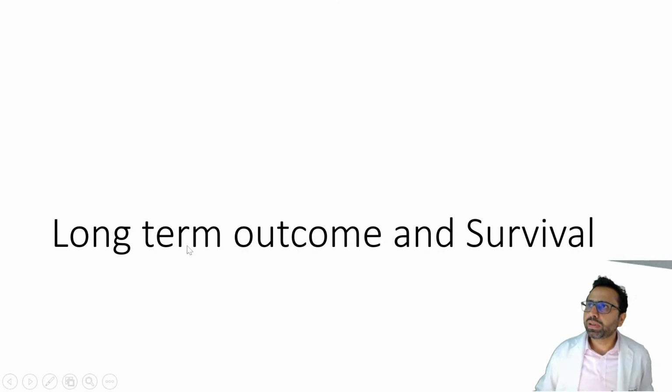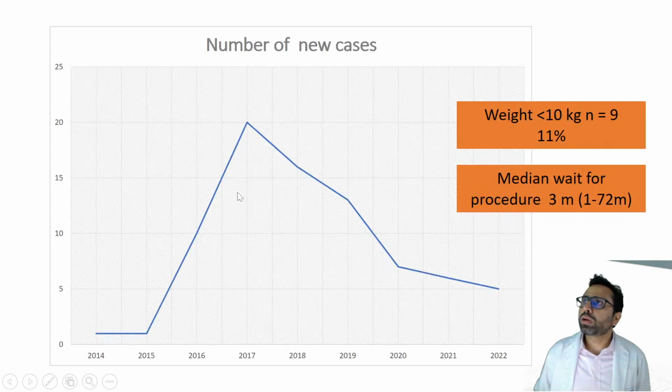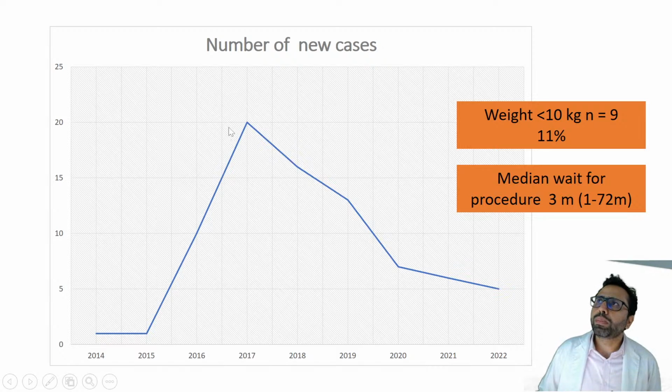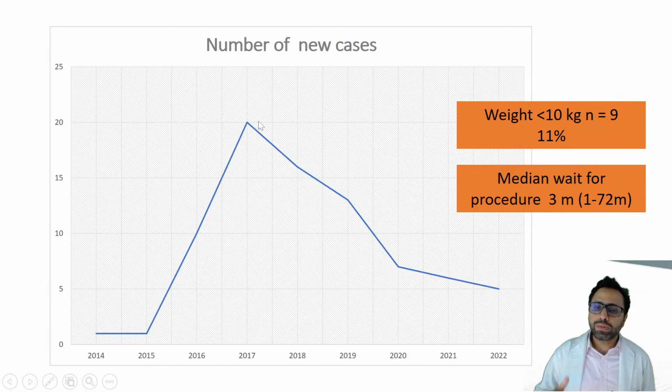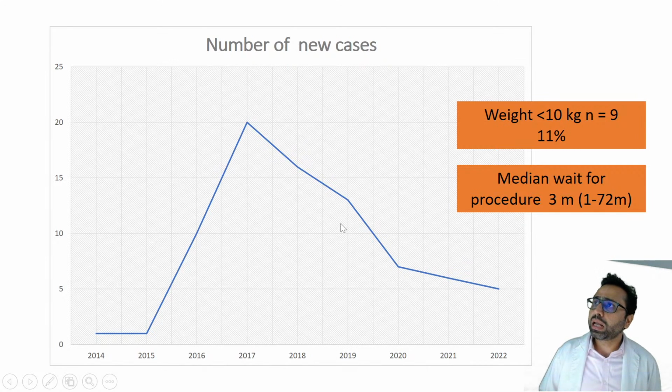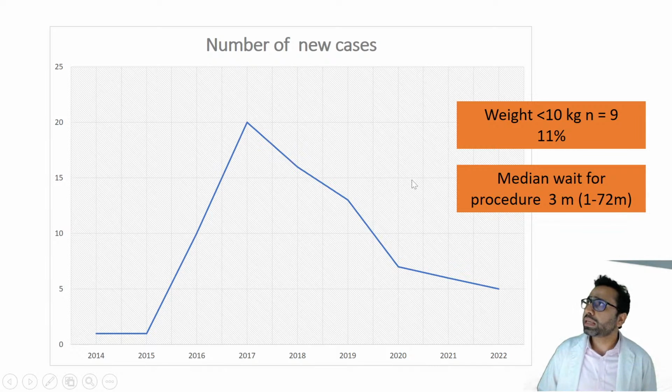Thank you. I'll just briefly finish with what was the long-term outcome. So this is the number of cases, not the number of procedures, because these are all new cases and we are doing new cases as well as re-procedures. So as you see, increasing number of cases. During the pandemic, we had a dip, but this year again we've done a few cases.